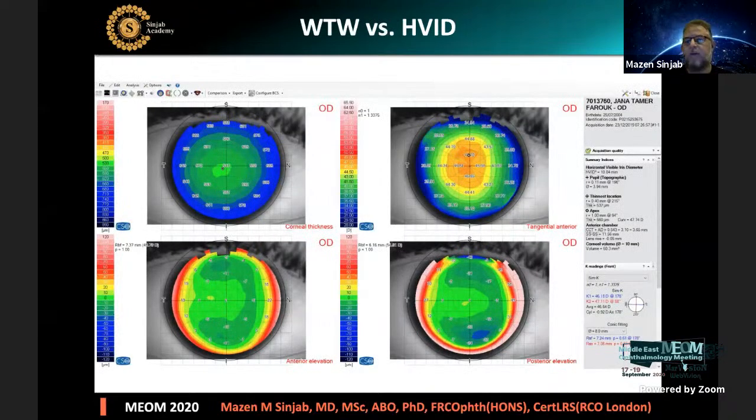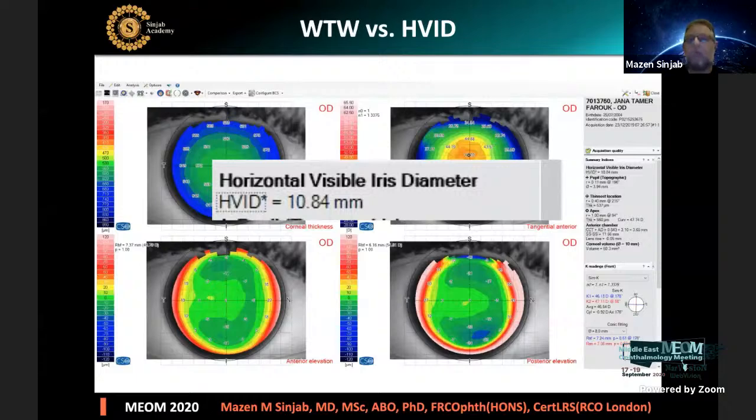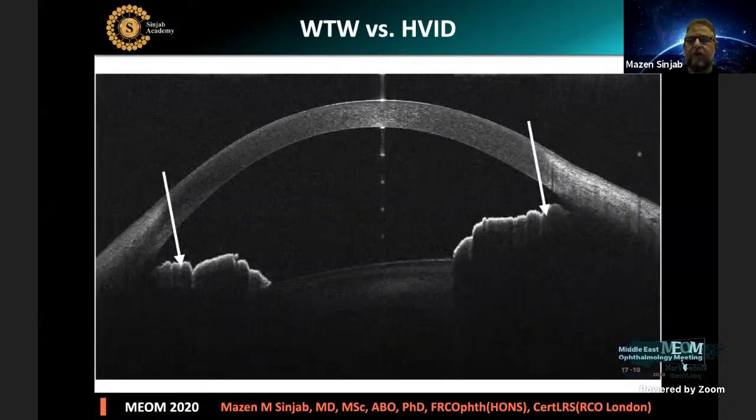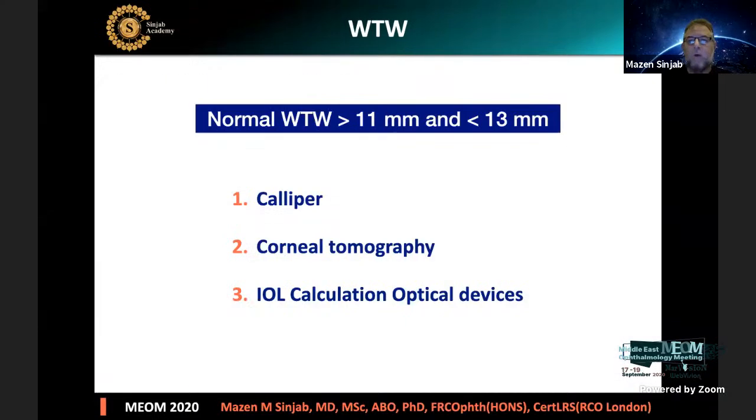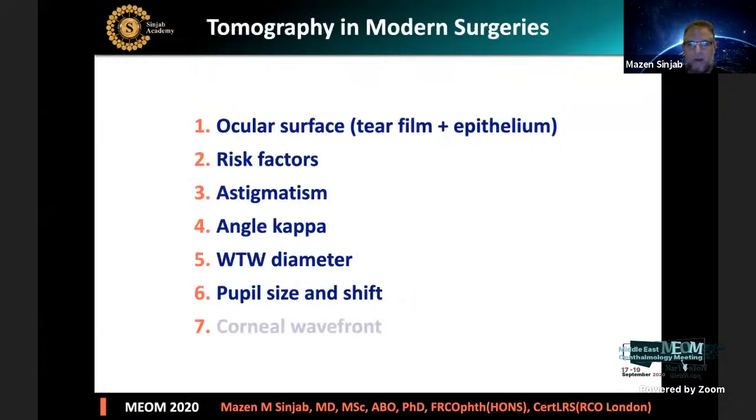Of course, there are some definitions of the white-to-white, like horizontal visible iris diameter and so on. Actually, there is a difference, because the horizontal visible iris diameter is the one that's visible through the limbus, but it is not the real white-to-white. So we have to take this into consideration. White-to-white is given by the Pentacam as well. However, I always advise that it be taken by the optical devices rather than measuring it manually by the caliper or by corneal tomography.